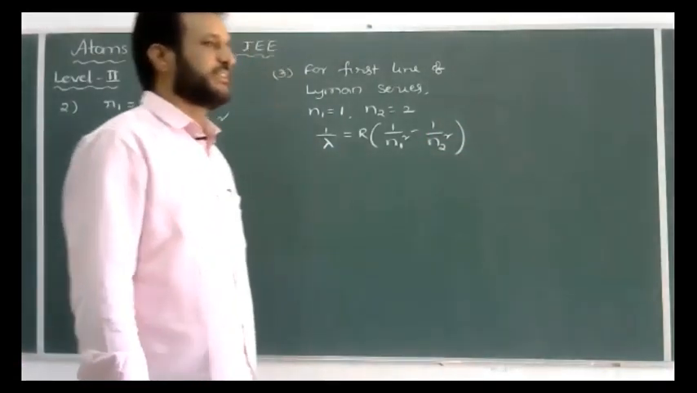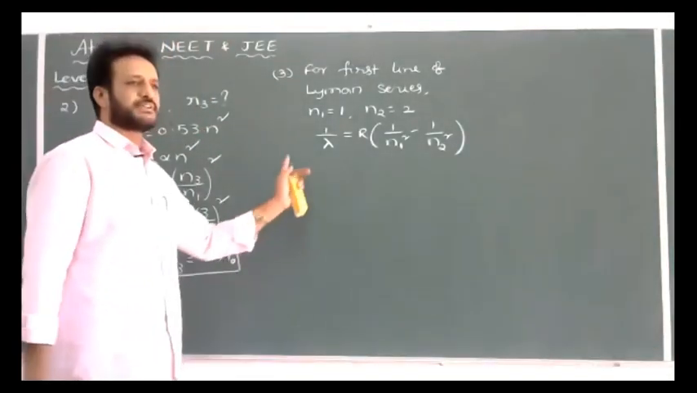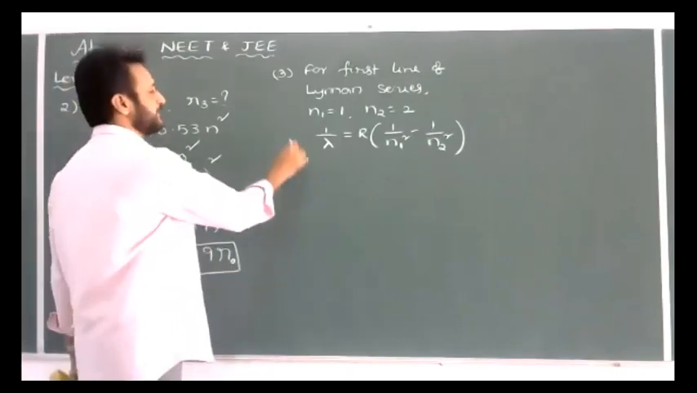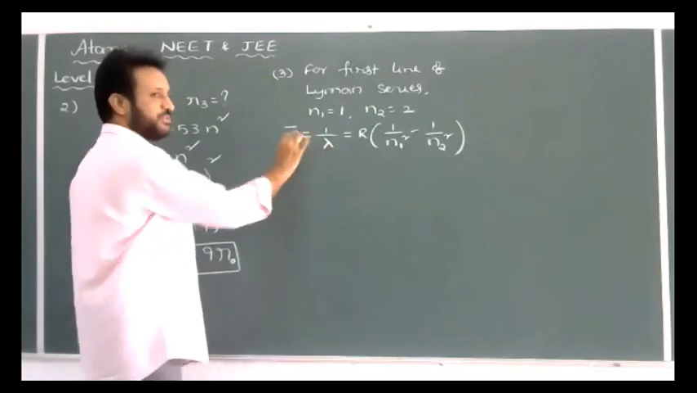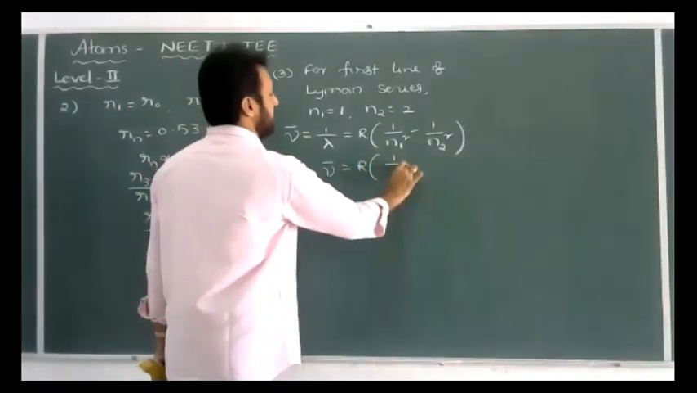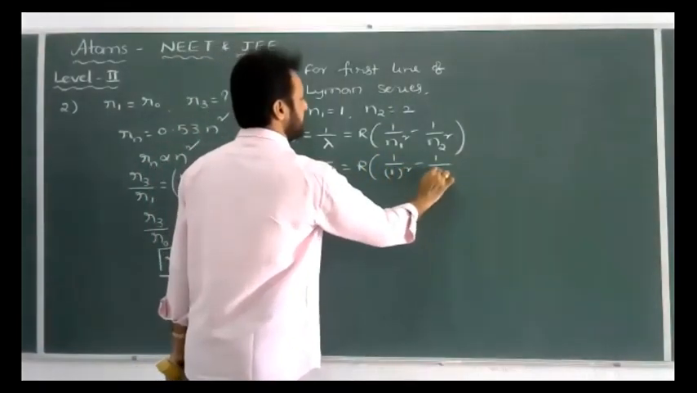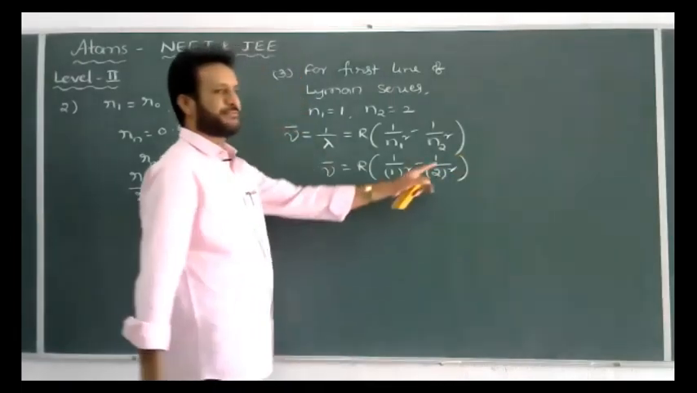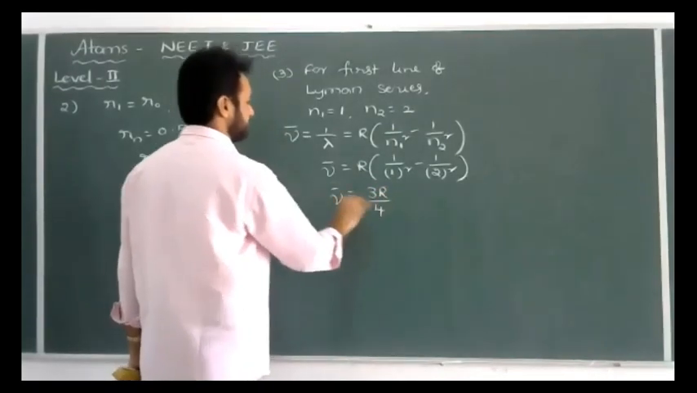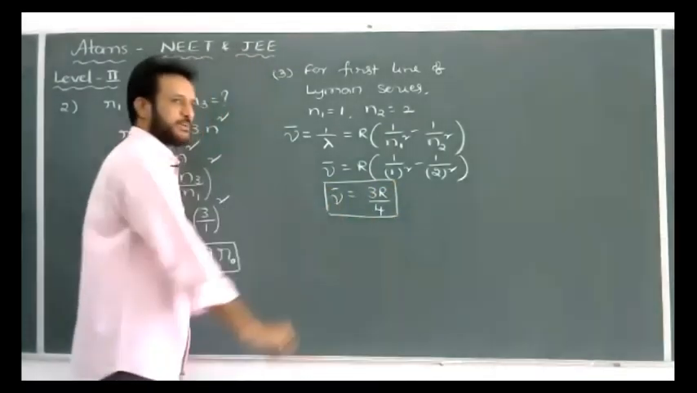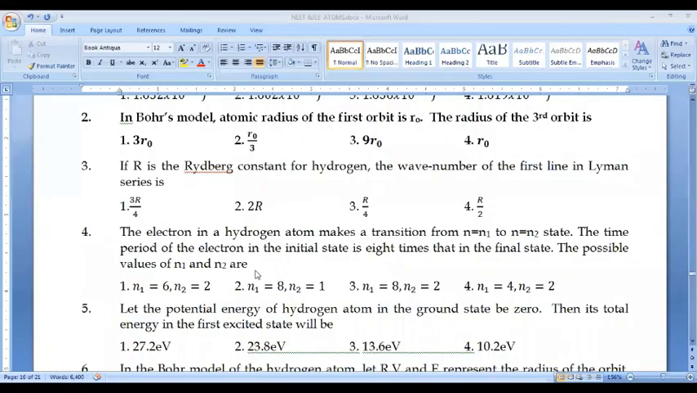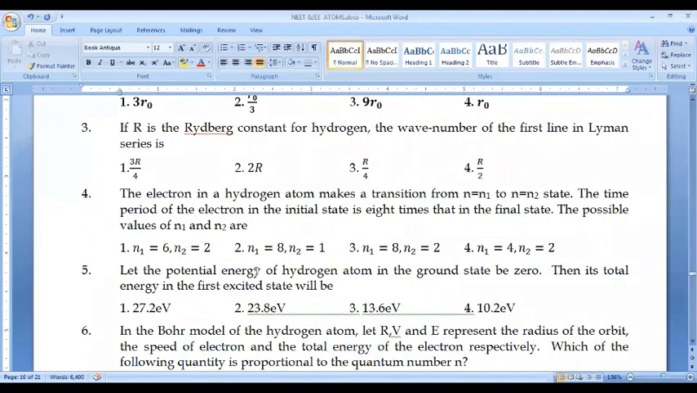Check what they asked. If R is the Rydberg constant, then the wave number is asked. Correct? Not wavelength, wave number. The reciprocal of the wavelength is nothing but the wave number. So we should calculate nu bar. Therefore nu bar is equal to R into 1 by 1 square minus 1 by 2 square, that is 1 minus 1 by 4, which is equal to 3 by 4. Therefore nu bar is equal to 3R by 4. Check the option. In the options, 3R by 4, the first option is correct. Option 1 is correct.